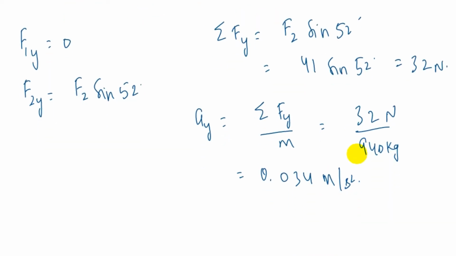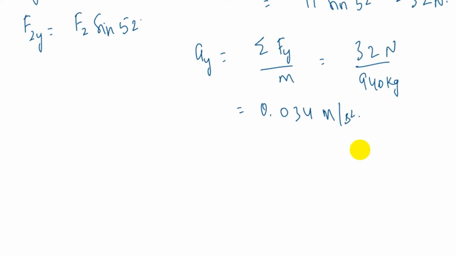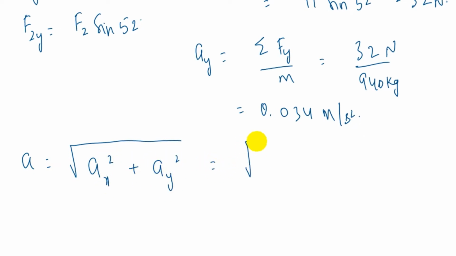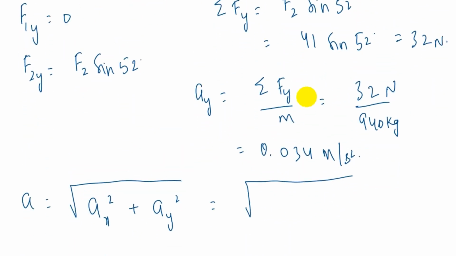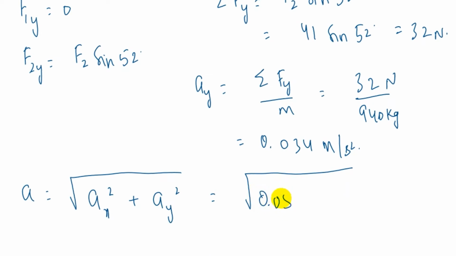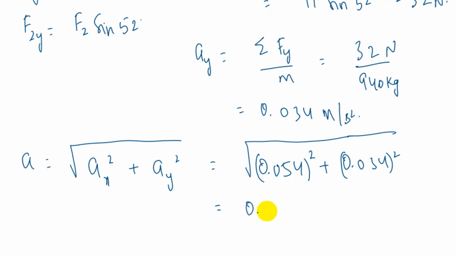So we have found the components of acceleration in the x and y direction. So what would be the total acceleration? This would be the square root of ax squared plus ay squared, which is the square root of the x component 0.054 squared plus the y component 0.034 squared. On solving, we'll get the acceleration to be 0.064 meter per second squared. So this would be your acceleration.